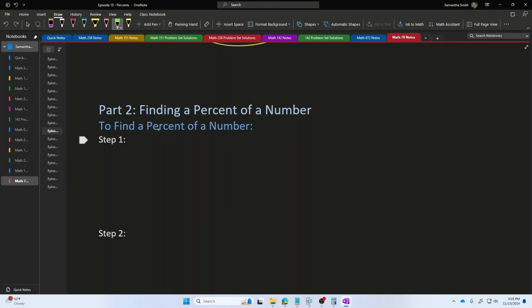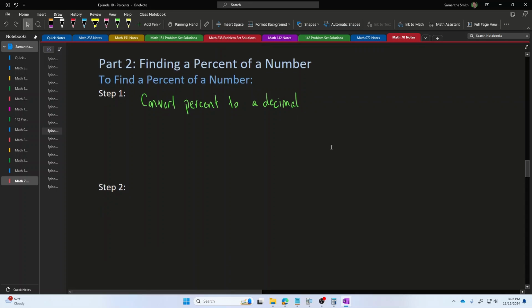So first things first is to convert that percent to a decimal, because calculators find decimals the easiest kind of number to work with. Once you have converted a percent to a decimal, all you have to do to find a percent of a number is multiply that decimal by the number that you were given.